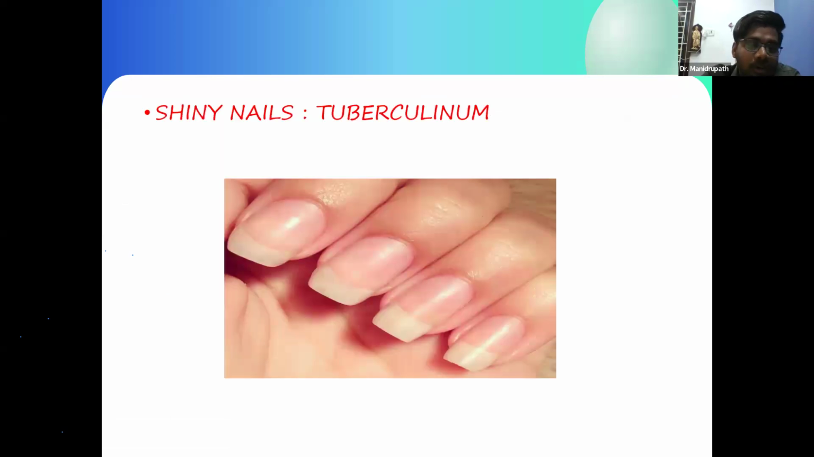Now the beauty comes here. Especially if you see a patient with shiny nails, a lot of shiny nails, the remedy is Tuberculinum. And this was the keynote prescription of one of the great eminent homeopaths, P. Sankaran sir. In his book he has mentioned that if you see any shiny nails, directly prescribe Tuberculinum, which works wonders with a history of tuberculosis in the family.